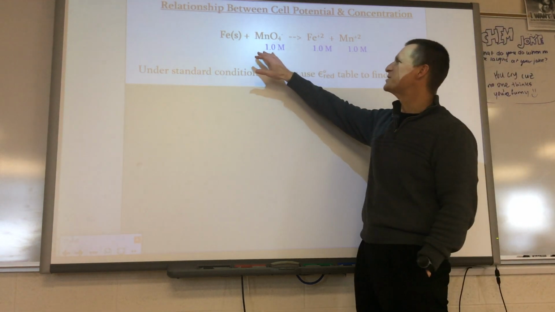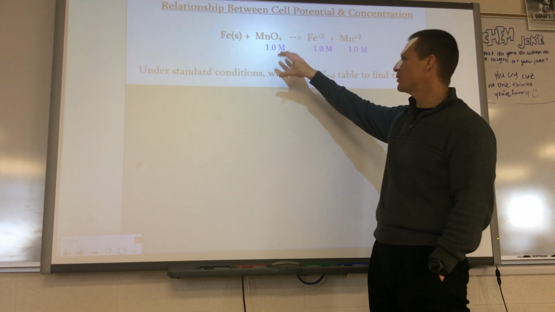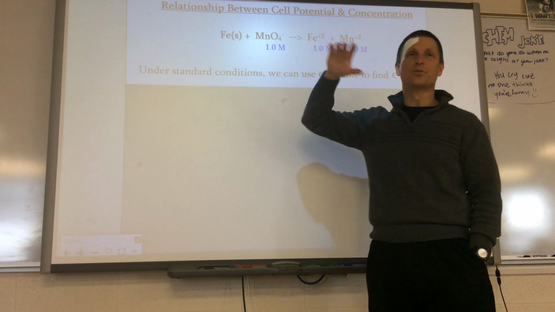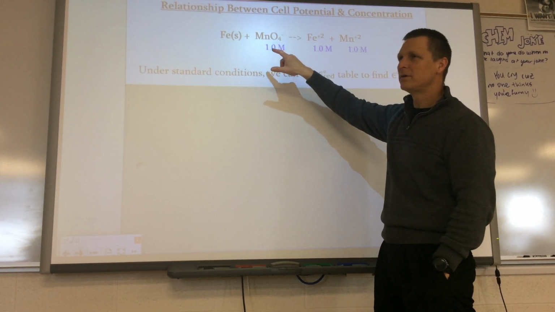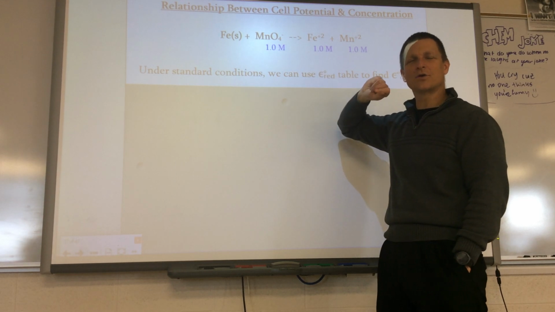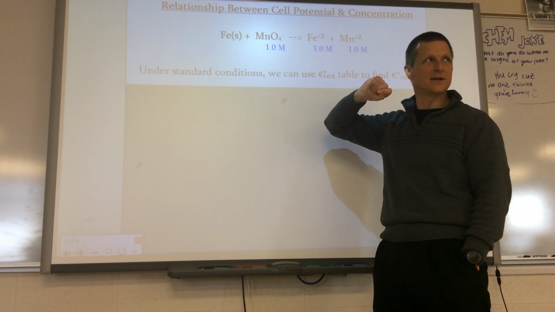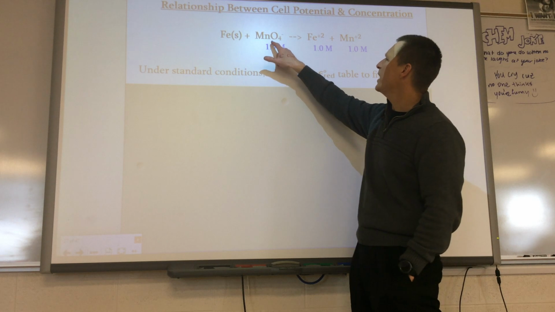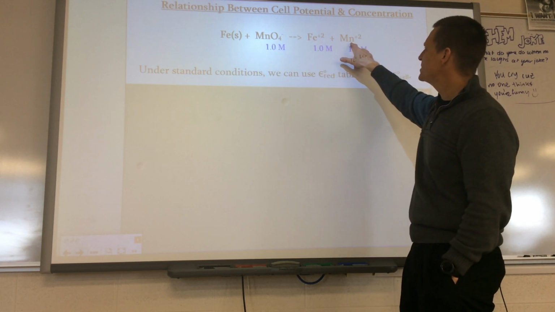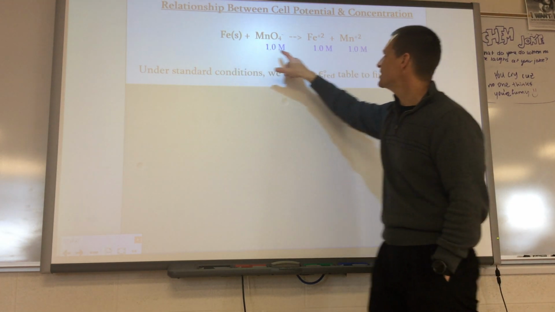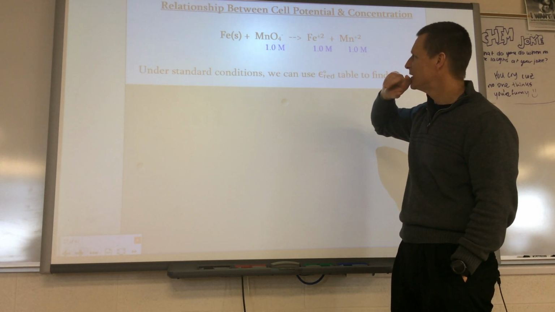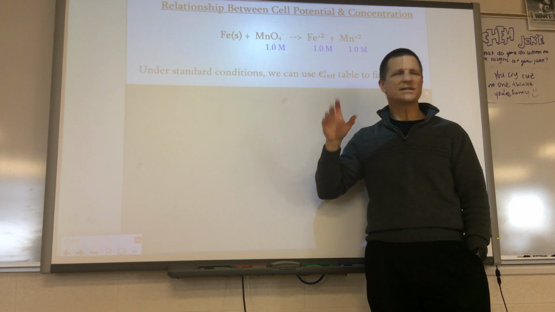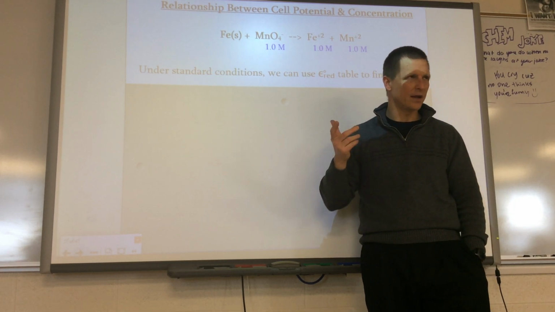So I want you to take a look at this reaction. Iron solid reacting with permanganate. Permanganate is really good at reducing. You can see that on your table. So I wonder if we can get permanganate in a store and use it in our battery lab. It's good at reducing. All right. So anyway, the permanganate reduces to Mn plus 2, and the iron oxidizes to iron plus 2. This is not a balanced equation, but it's okay.